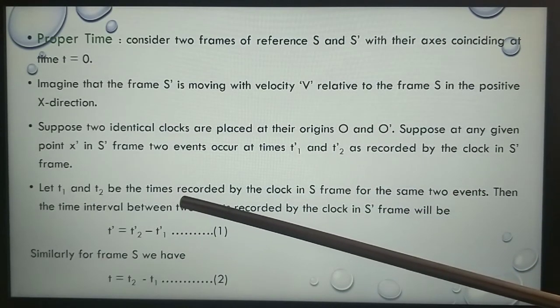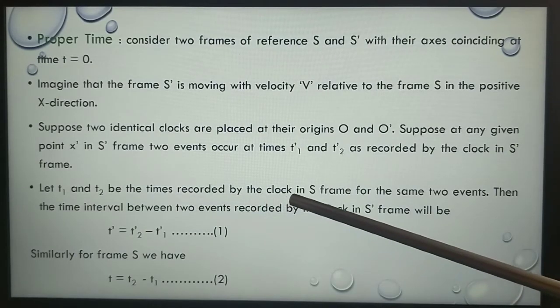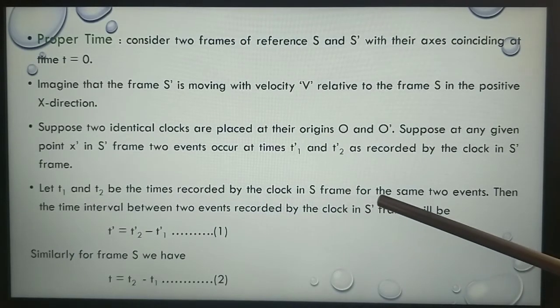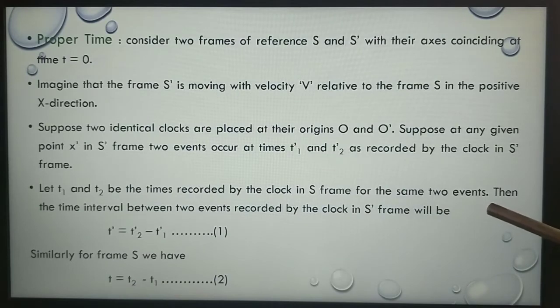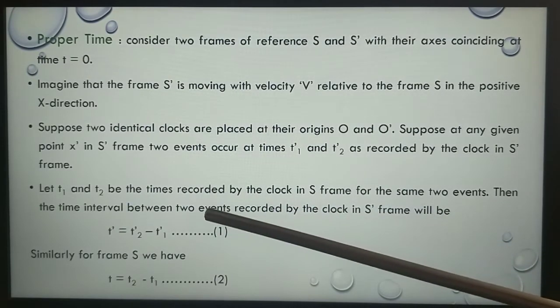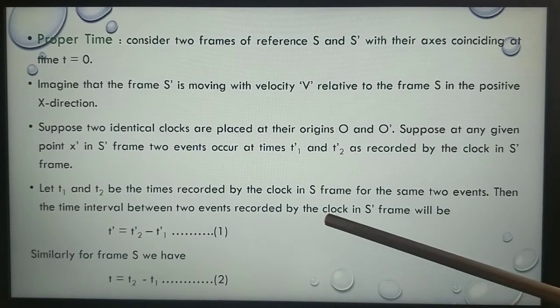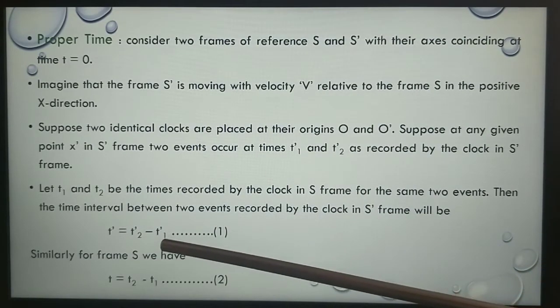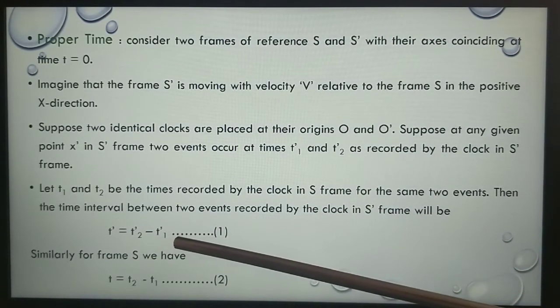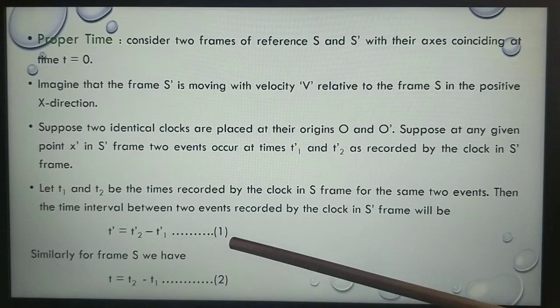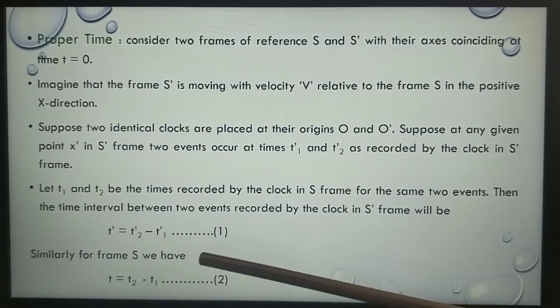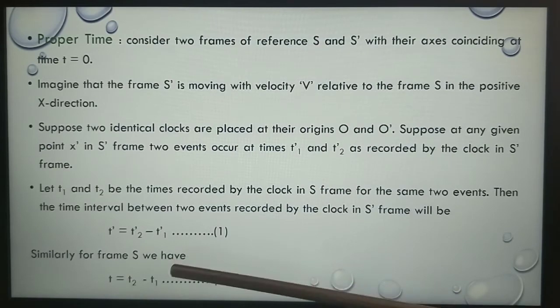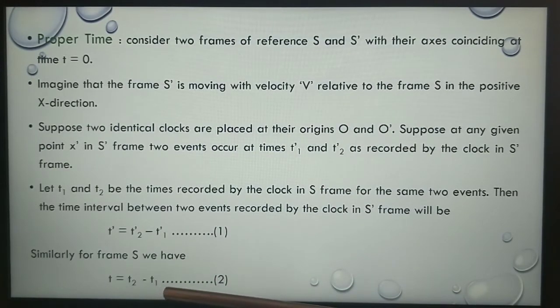Let t1 and t2 be the times recorded by the clock in the S frame for the same two events. Then the time interval between the two events recorded by the clock in the S dash frame will be t dash equal to t2 dash minus t1 dash. Equation number 1. Similarly, for frame S we have t equal to t2 minus t1. Equation number 2.